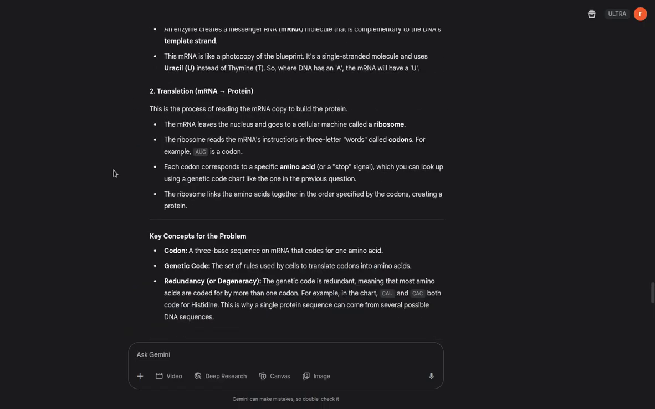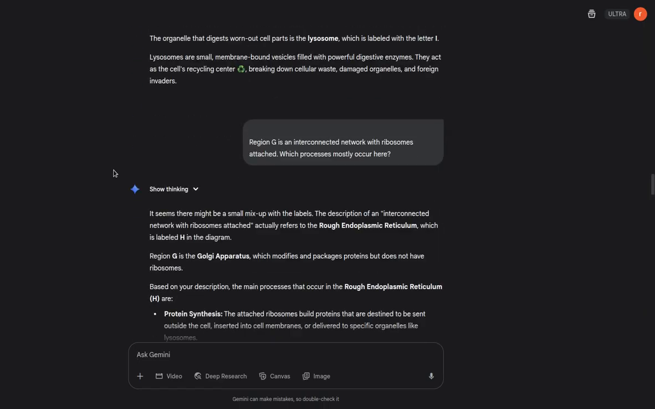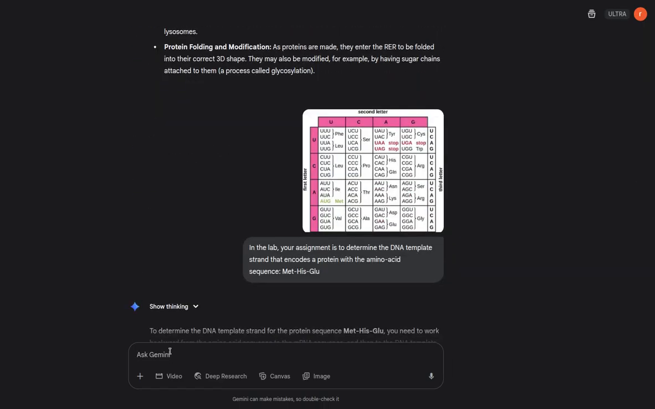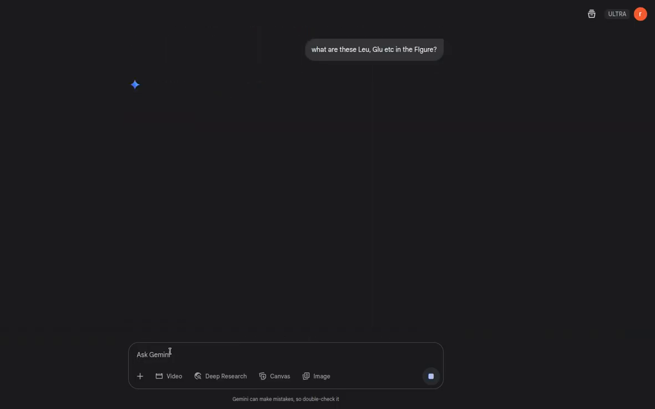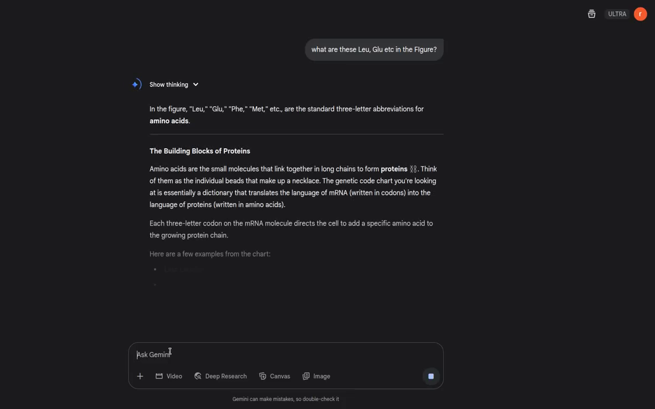Okay, so let me ask, what are these? What are LEU, GLU, etc. in the figure? I think I have a basic idea of what these things are, but I think it's more important to understand.